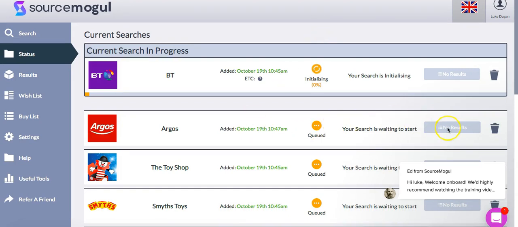Maybe. No results. Okay, well, I don't know what it's doing. This is the great thing about it. I will stop it in a minute. I'm just seeing what happens.